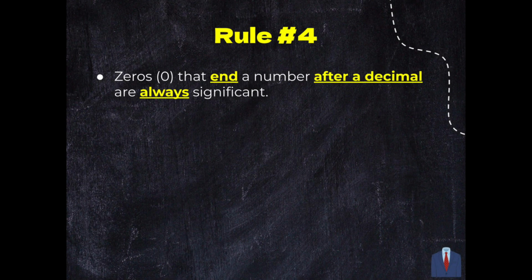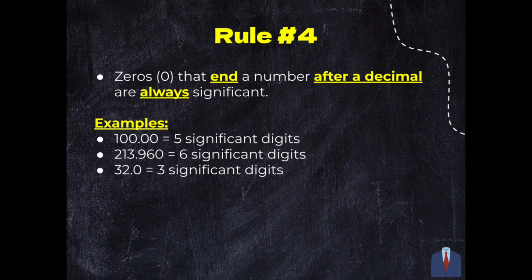Rule number 4 states that zeros that end a number after a decimal are always significant. Looking at the number 100.00, we can see that there are 2 zeros after the decimal, ending the number. This makes these 2 zeros significant, as well as the 2 zeros behind the 1, meaning that this number has 5 significant digits.